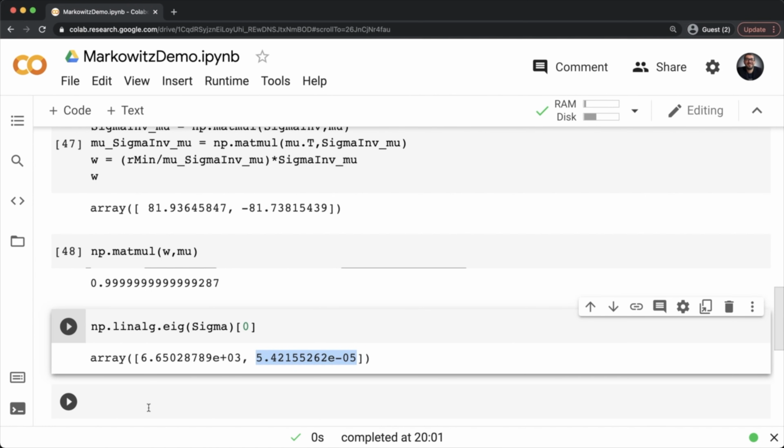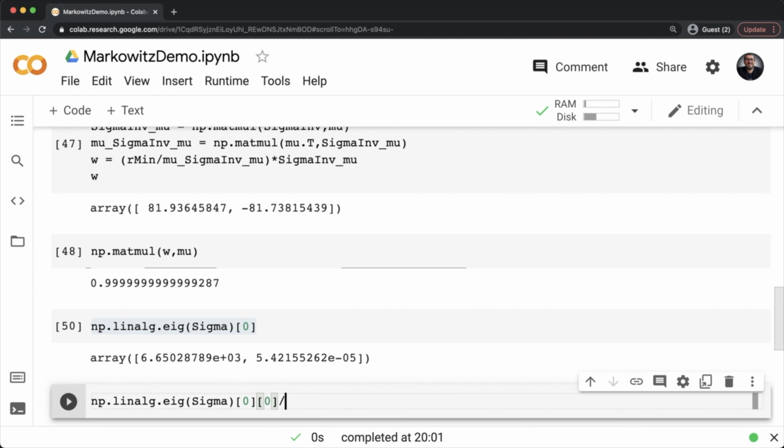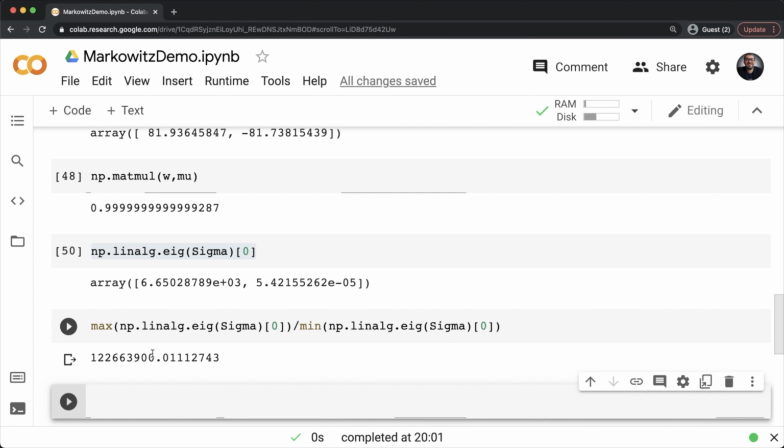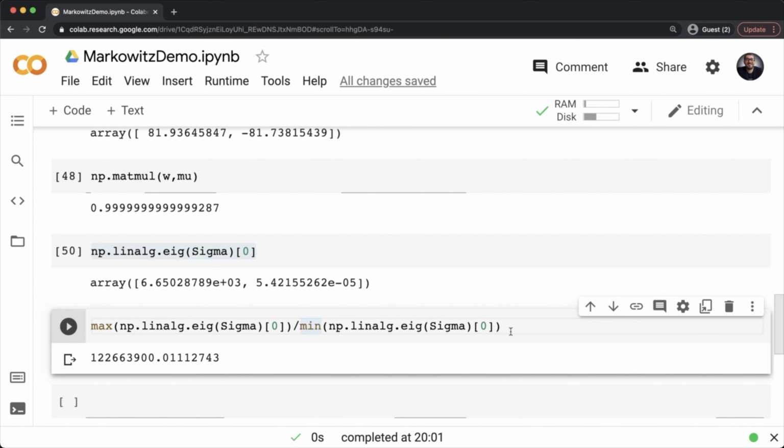So a measure over here is the condition number of sigma. If I go ahead and divide the largest, I think we can get the largest by max, yes, and divided by the minimum. So the maximum eigenvalue divided by the minimum eigenvalue gives you a very large number. And in linear algebra, this is known to give unstable results.